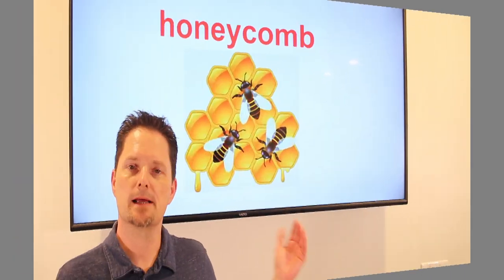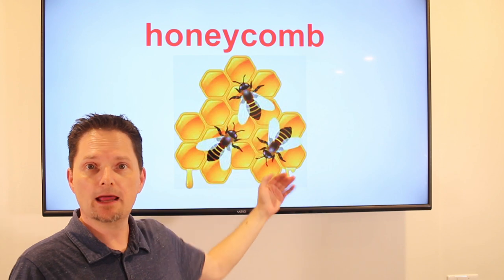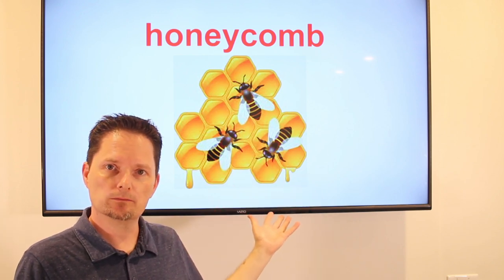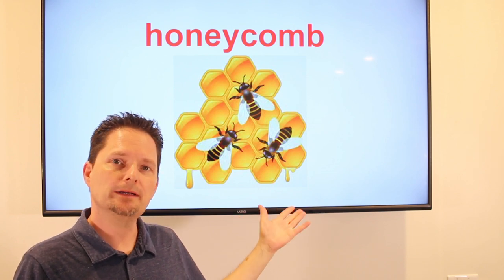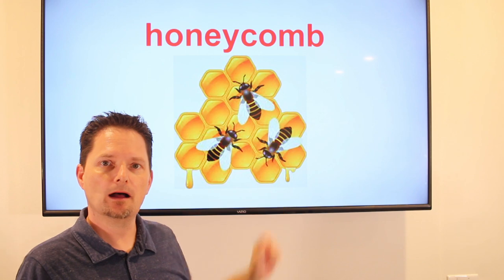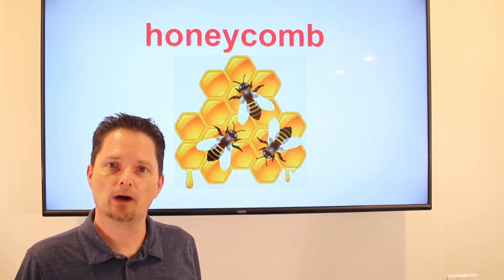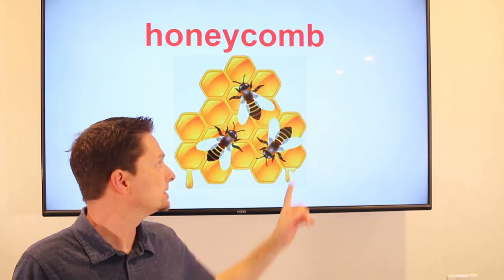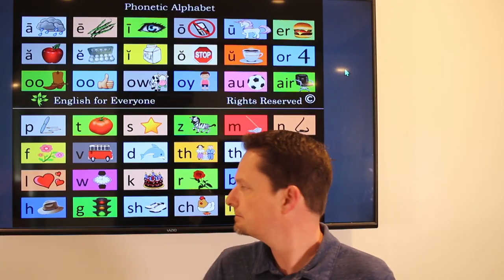Very good. Example, honeycomb. These are bees, and they're making a honeycomb. So honeycomb is countable. This is a honeycomb where the bees make honey. This shape is a honeycomb shape. So we can use honeycomb as an adjective describing what kind of shape this is. This is a honeycomb shape. Honeycomb.